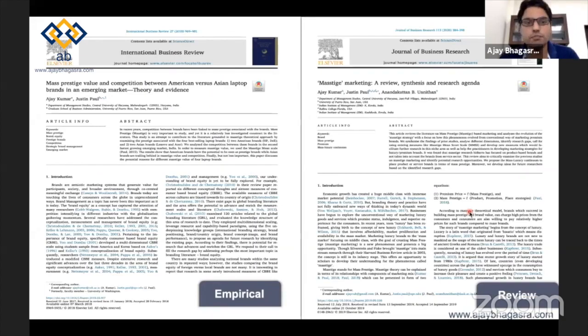Look at these. Both of these are my papers. International Business Review, an ABDC A category journal, impact factor more than 3. This is an empirical paper that I have done. If you read this paper, I have collected data, the data was analyzed, and the findings were presented. This is called an empirical original paper, right?